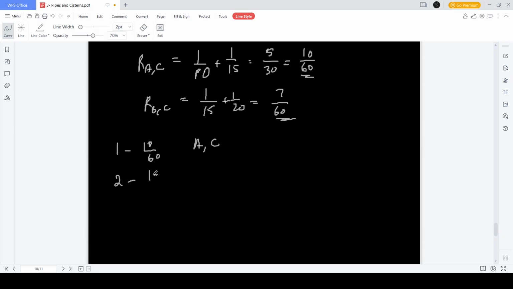After 2 hours, it is 10 by 60 plus 7 by 60, which is 17 by 60 filled. That is B and C working together at the end of 2 hours, in the second hour basically. So after that it is this part plus 10 by 60, right? So A and C are working together. That becomes 27 by 60 done.